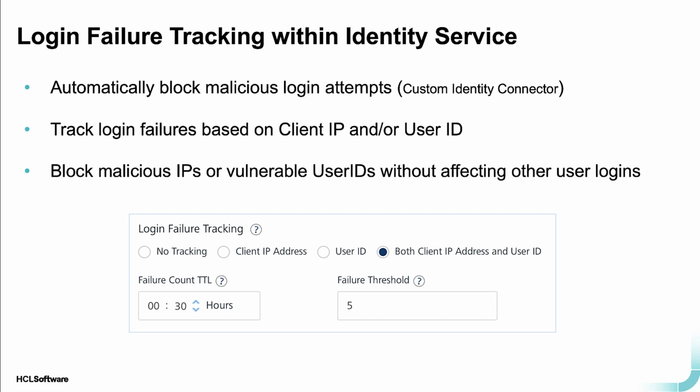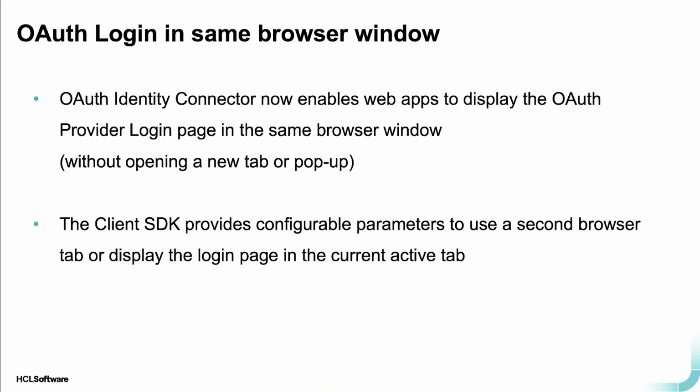So now you have the ability to track login failures, and this can be done based on client IP or the user ID. And you can block malicious IPs or vulnerable user IDs, right, without affecting other users. So that is the idea of this login failure tracking feature in the identity.